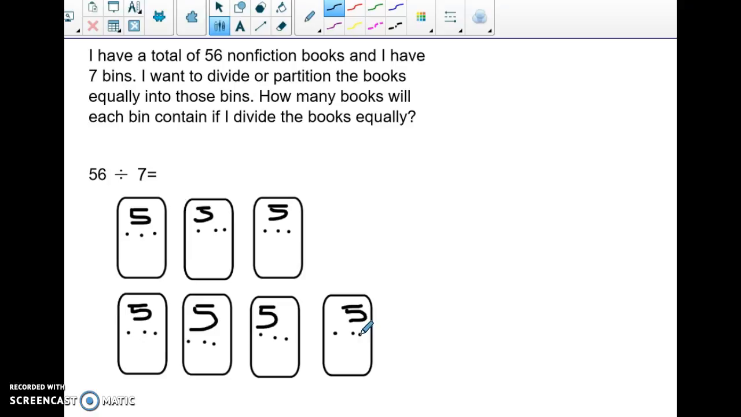So it seems that when I have 56 nonfiction books and I want to share them equally or divide them into 7 bins, I will have 8 books in each of my bins. So now I want you guys to try it out with your own exit ticket, and if it helps, you can definitely rewind this, take it back so that you can watch again and review one more time.